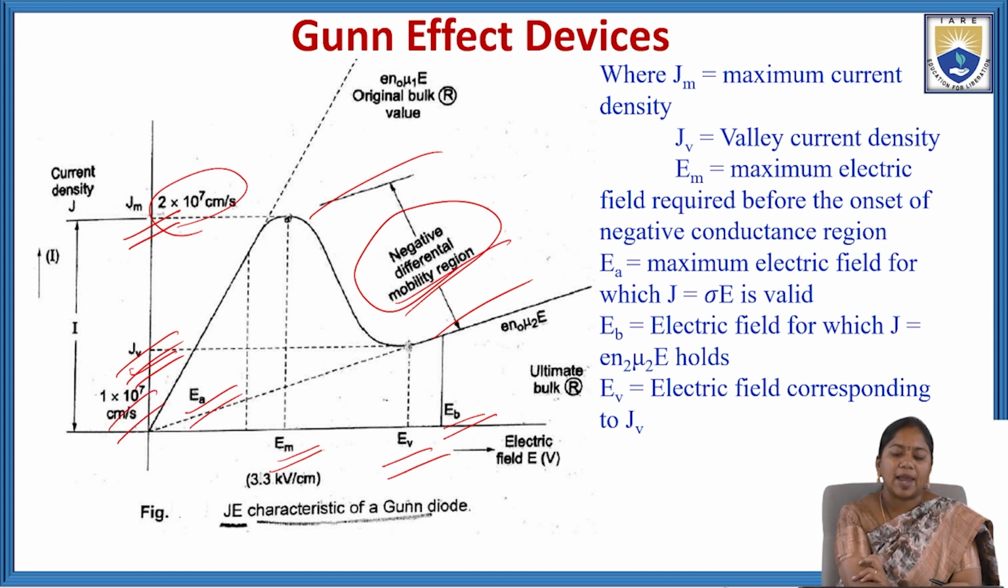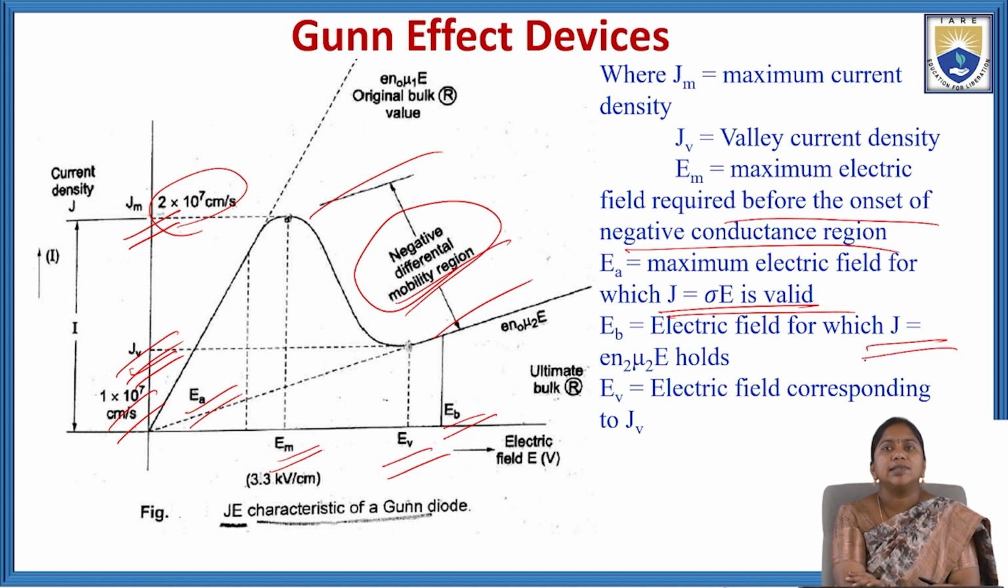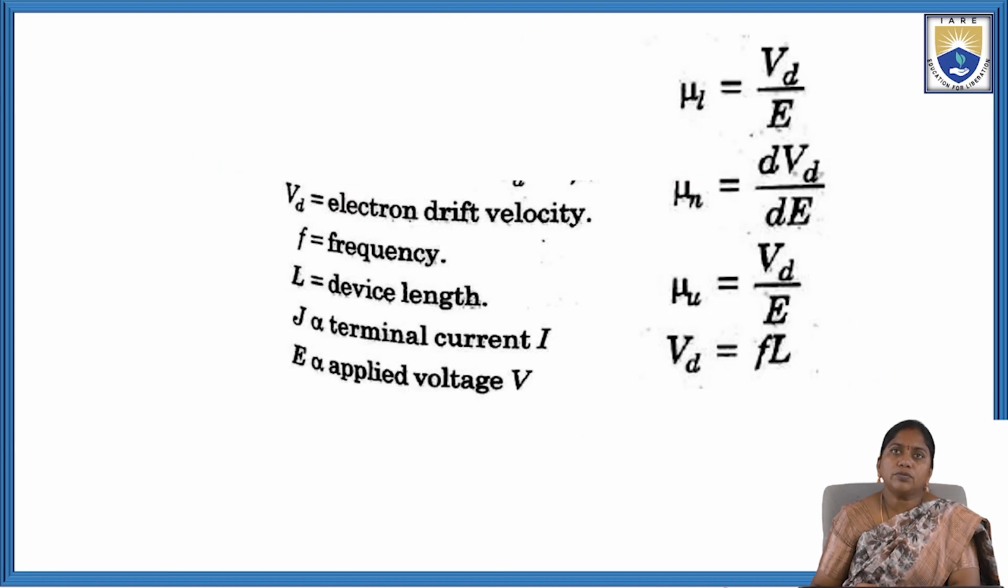So Em is the maximum electric field required before the onset of the negative conductance region, and Ea is the maximum electric field for which J equal to sigma E is valid, and Eb is the electric field in the upper valley, that is J equal to E N2 mu2 into E. Where Ev is the electric field corresponding to Jv.